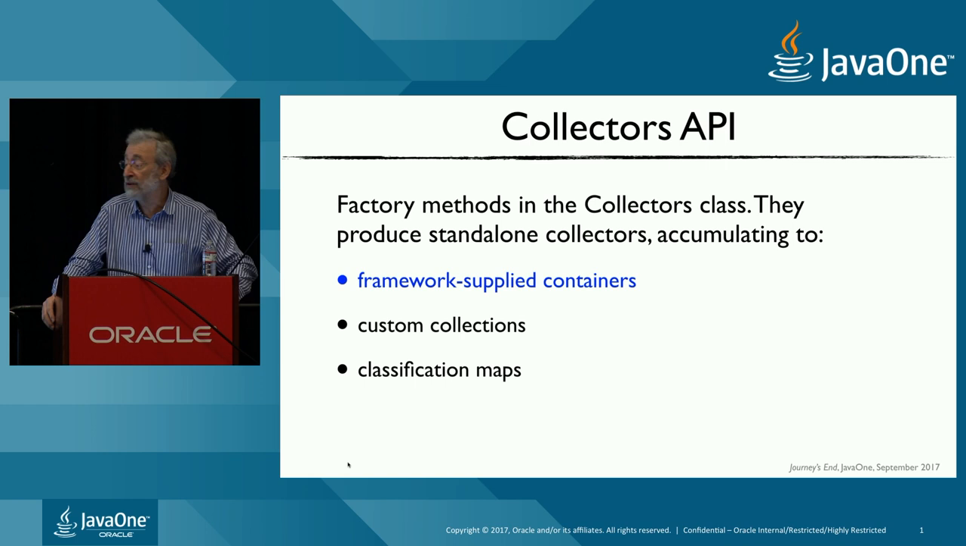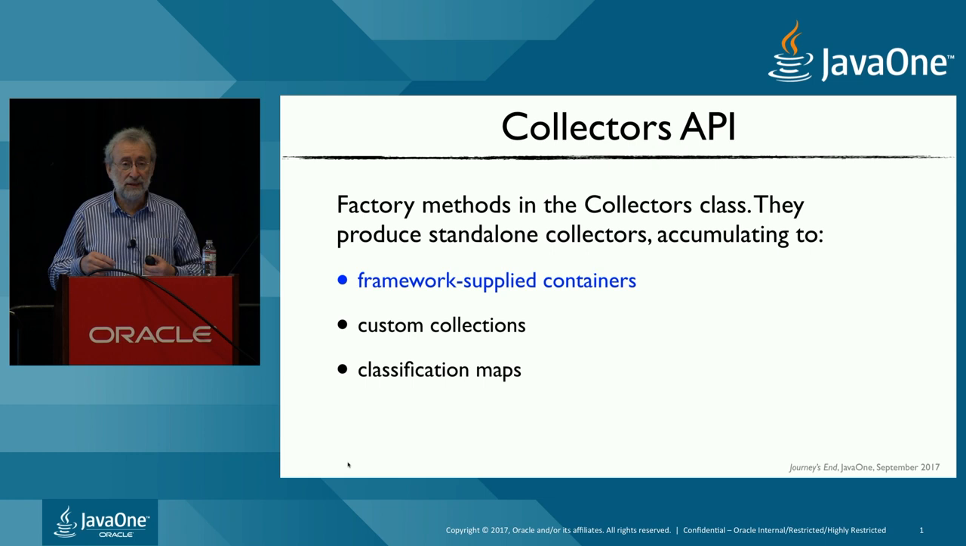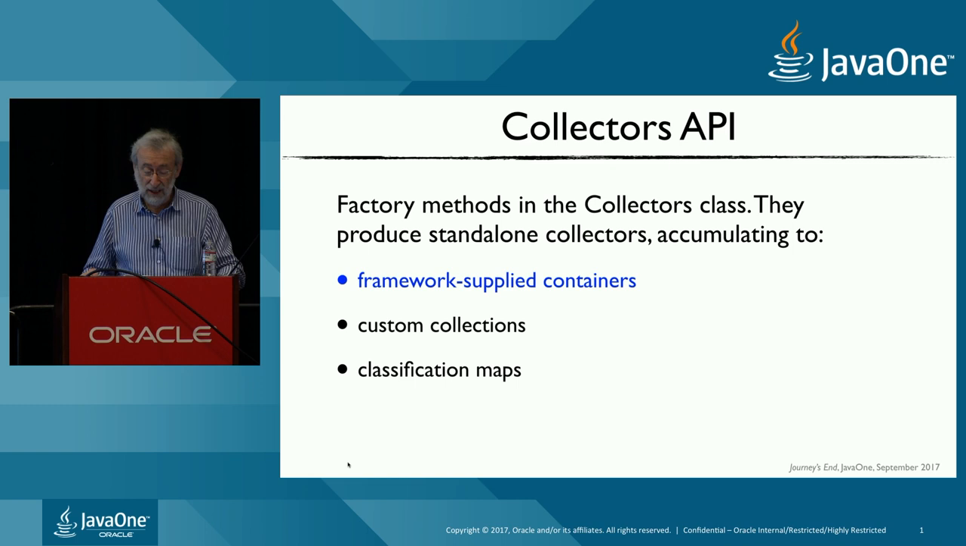I'm going to say they fall into three categories. Ones that will collect into framework-supplied containers, ones that will collect into custom collections where you supply the collection yourself, and something that I call classification maps, which are the ones that are actually most versatile and useful.